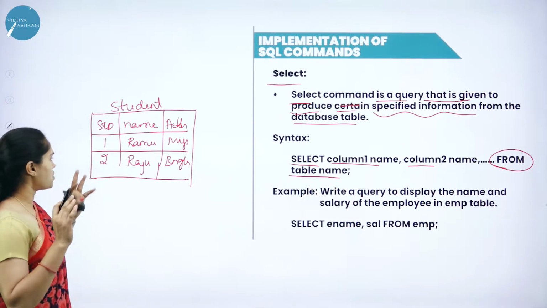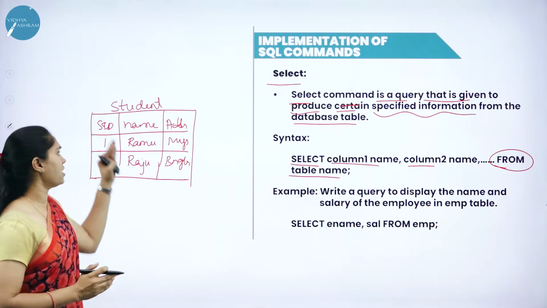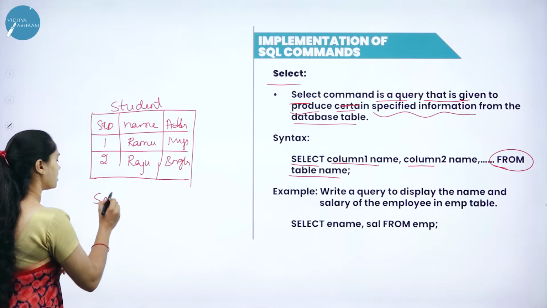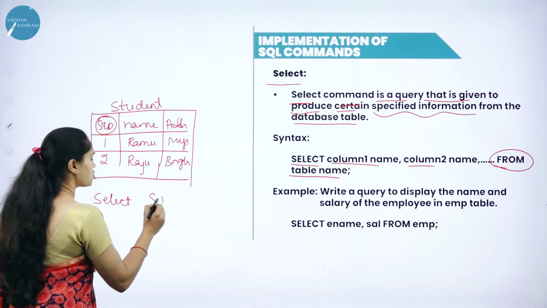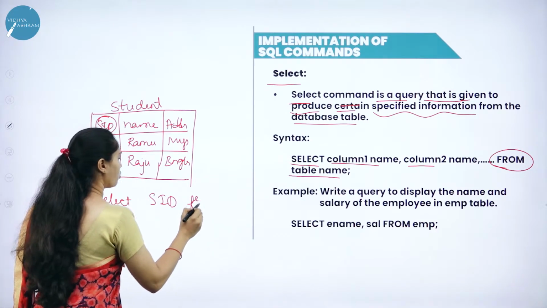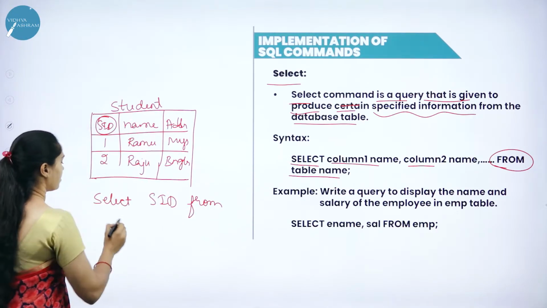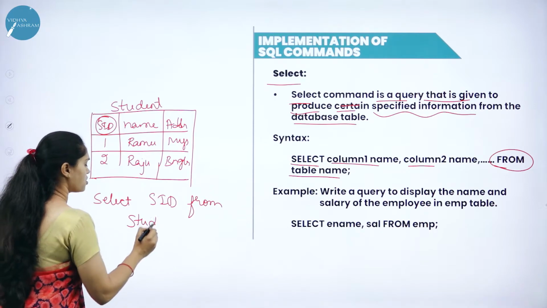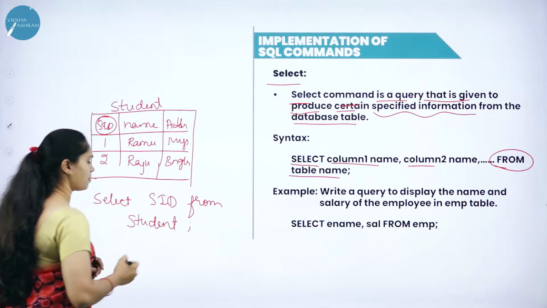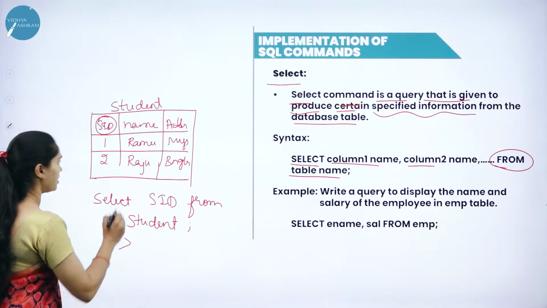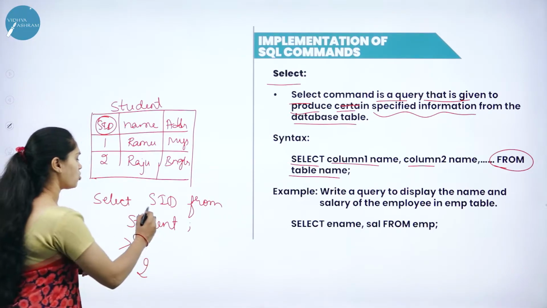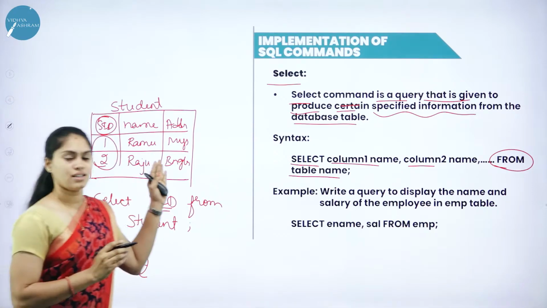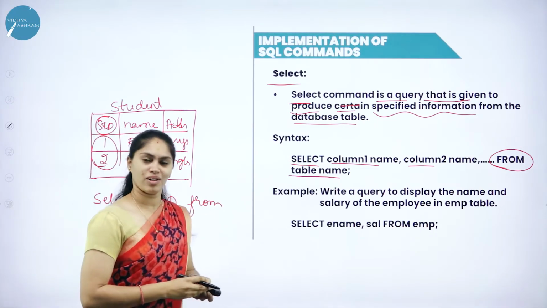So now I just wanted to have the student ID from this student table. How am I going to write that? Select which column I wanted to get. I wanted to get student ID. From where I wanted to get? From which table? That is the student table. So at last I have to give a semicolon. Then what will be the result for this? I am going to get 1 and 2. So these are the student ID column values. And this is how this select statement is going to work.